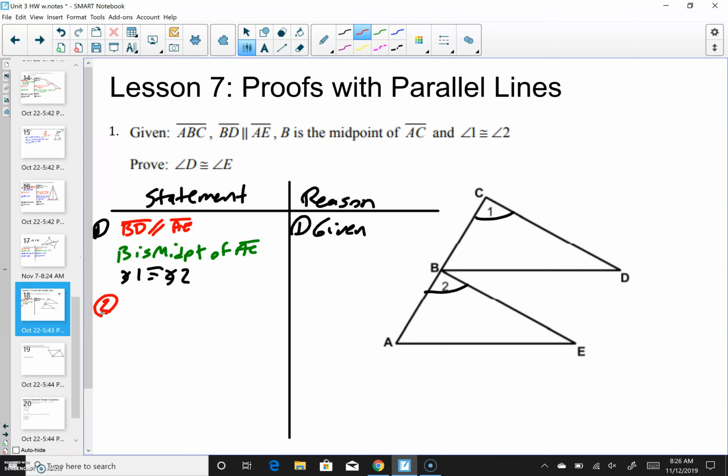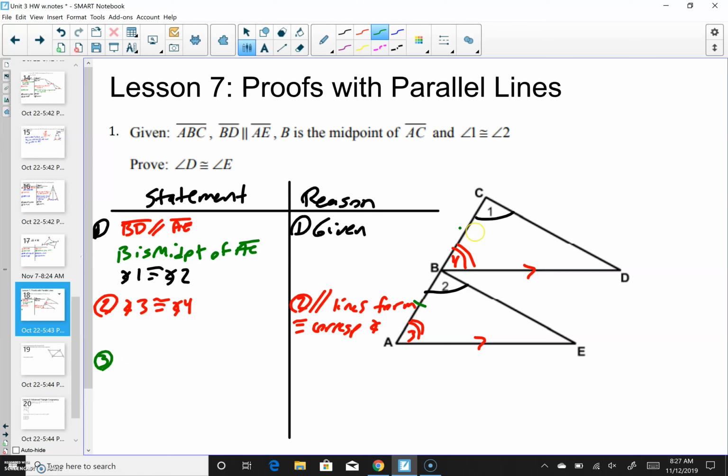Normally with parallels we look for alternate interiors, but they don't actually exist in this picture based on our two parallel lines. So what we want to work with is the fact that we've got 3 and 4 as our corresponding angles. So angle 3 is congruent to angle 4. Parallel lines form congruent corresponding angles. So remember, we always look alternate interior first, then corresponding next. I'll move on to my midpoint piece.